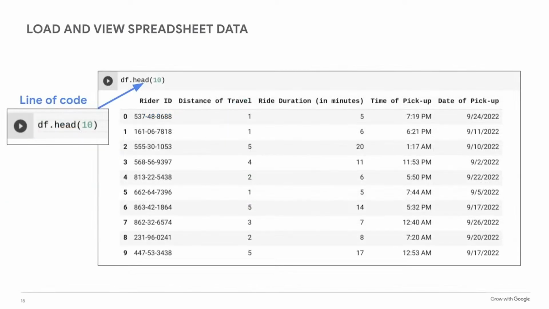Now, we can check out the first 10 rows of data. In our scenario, we know the data had been cleaned before we accessed it. We can see that it has columns for rider ID number, the distance traveled in miles, rounded to the nearest mile, how long each ride was in minutes, and the date and time that the pickup took place on.